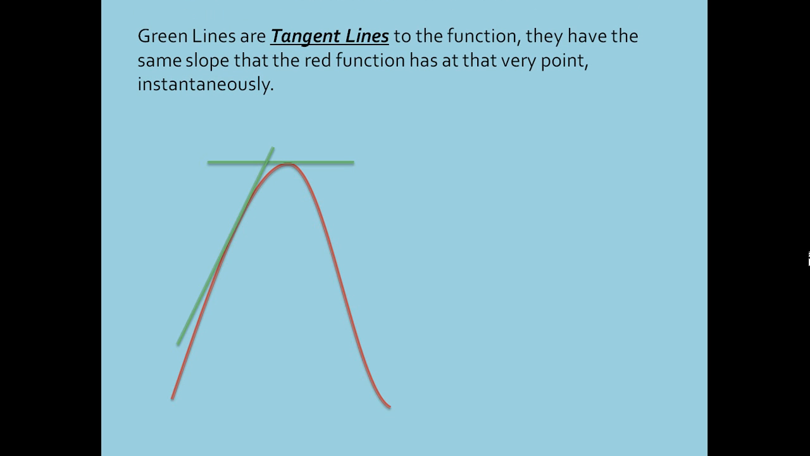Now let's say you have any random function or curve. You can have a line that is tangent to the curve, which means that it only touches the curve at one point. It will never intersect it again. And you can have that at any point on the curve. Instantaneously, the green line will have the same slope as the red curve. The green line on the top has 0 slope because it is tangent to a maximum point. Right there is where the slope is changing from positive to negative.